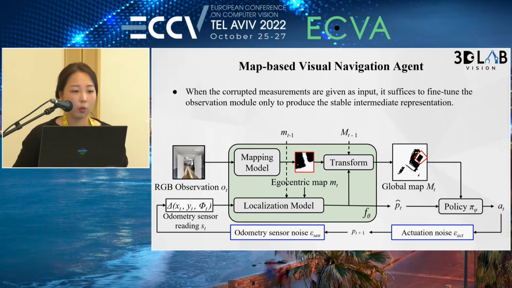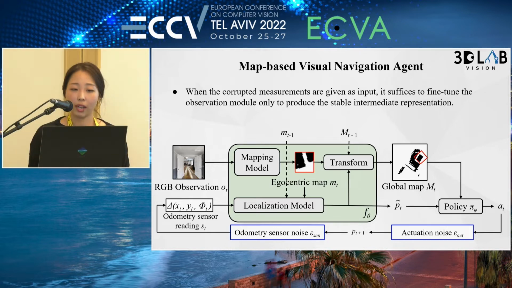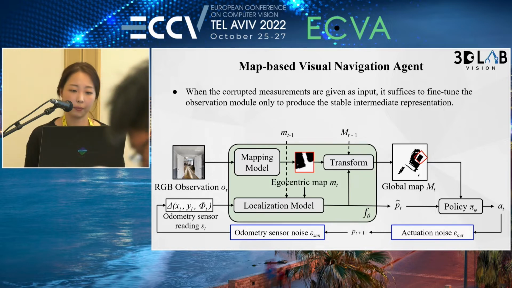When the corrupted measurements, the actuation noise and the odometry sensor noise, are given as input in the realistic or real environment, it suffices to fine-tune the observation module only to produce the stable intermediate representation. If we can generate stable representations, which are the global map and pose estimation, then we can simply reuse the policy without any further adaptation when the pre-trained agent is deployed in the real world.